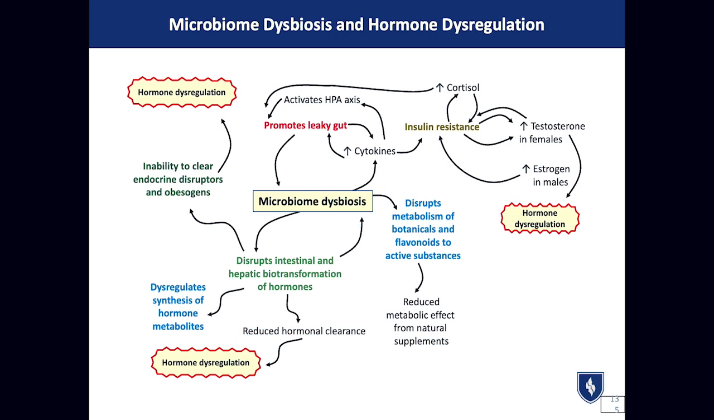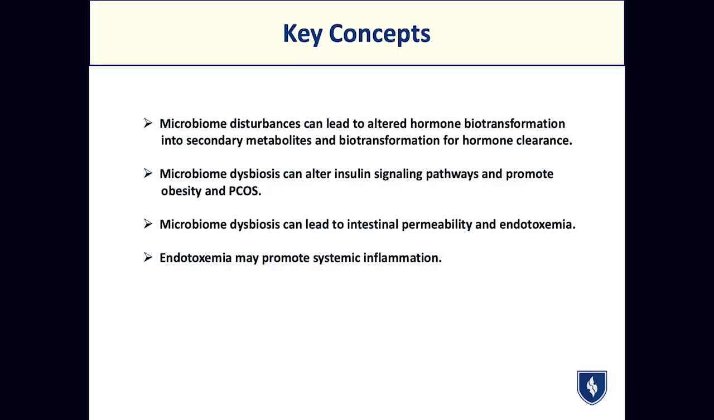Okay, so let's move on to key concepts here. Microbiome disturbances can lead to altered hormone biotransformation into secondary metabolites and biotransformation for hormone clearance.